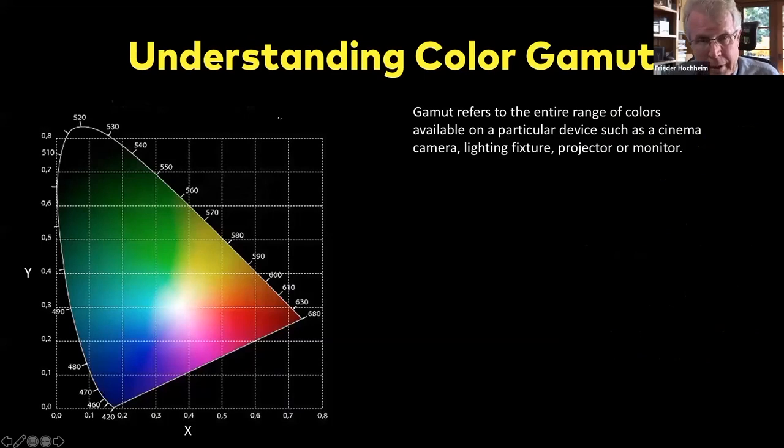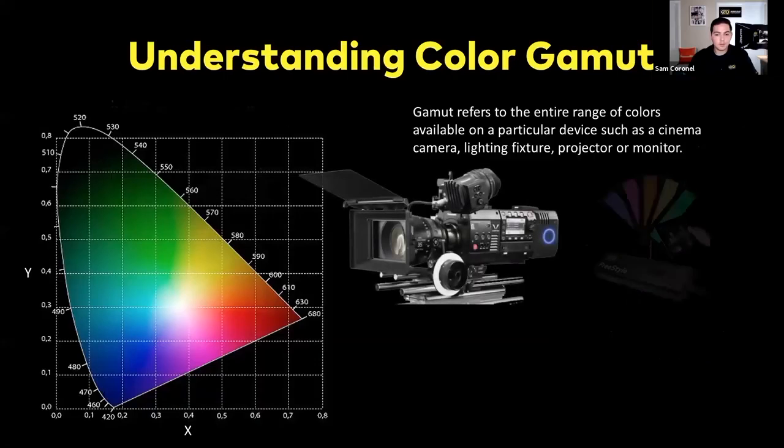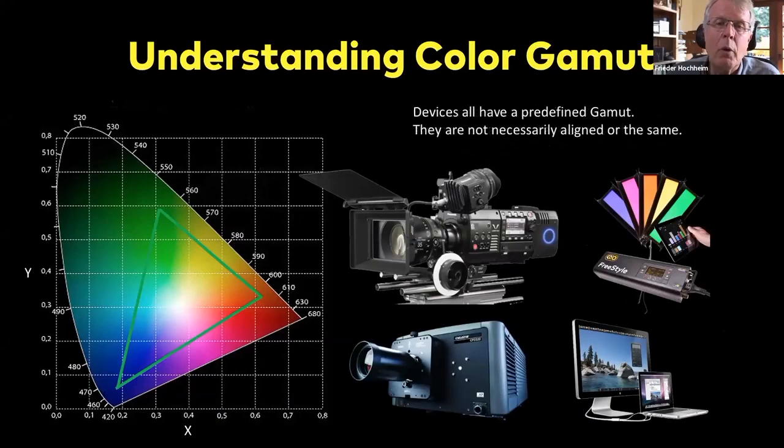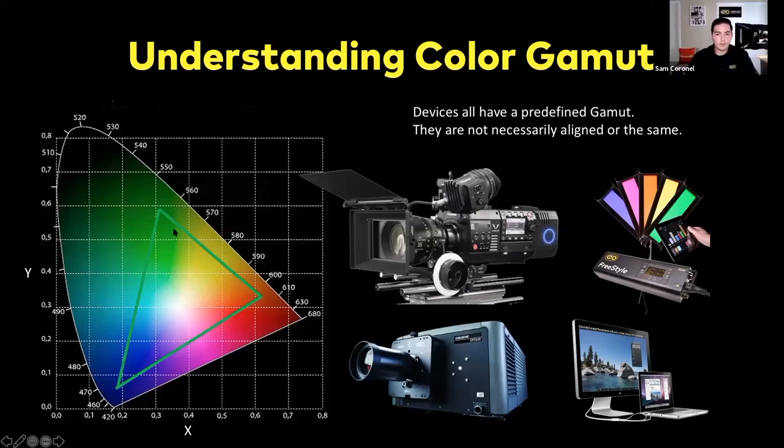Gamut. We talk about gamut. There's another way of looking at light. So gamut refers to the entire range of colors available on a particular device, such as a cinema camera, a lighting fixture, a projector, or a monitor. Now, all of these have a gamut, and so it's very often defined as a triangle within the CIE color space. And the one thing that's definite is that all of these devices don't necessarily all share the same gamut. They don't all necessarily align. And what we see over here is actually what we refer to as Rec 709.